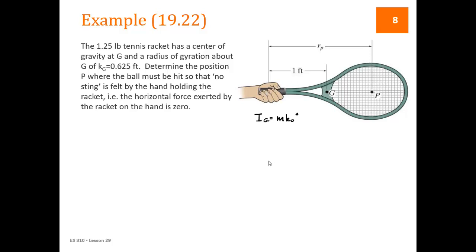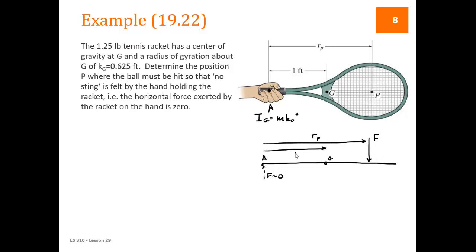So the idea is if we look at this on the edge, so the ball is going to come in here and hit point P with a force F. This is G, and there is going to be a minimal F, roughly equal to zero, at the point, we're going to call this point A, back at his hand. So this is point A. And we want to figure out what is this distance, what is the sweet spot distance, given this distance is 1 foot.